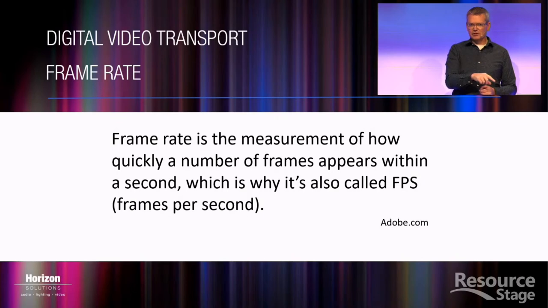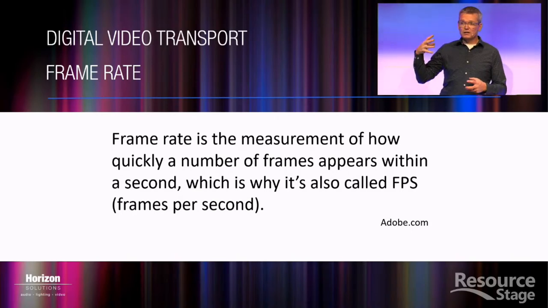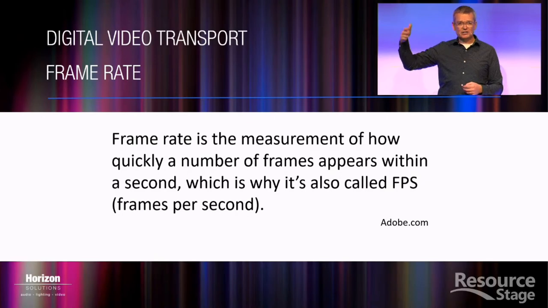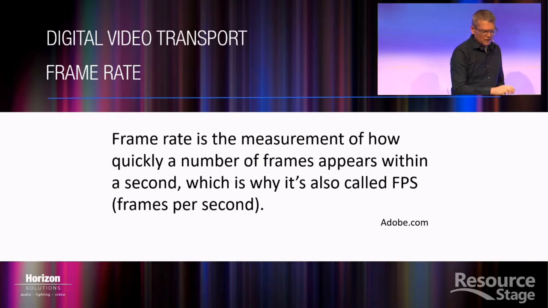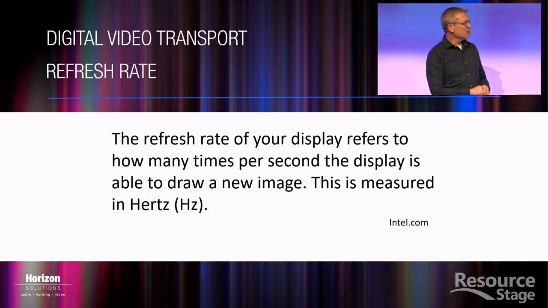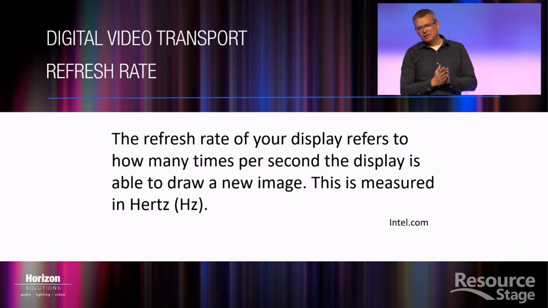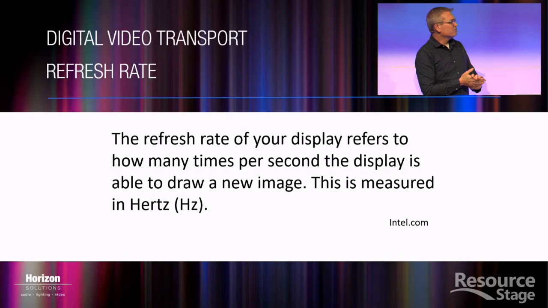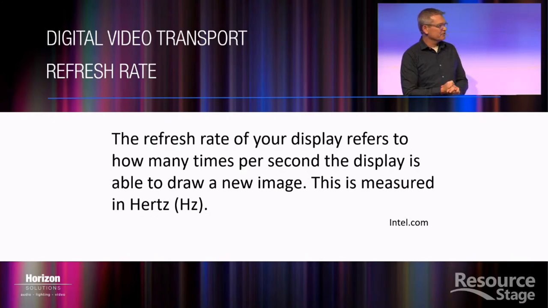Does that make sense? So the frames per second is how quickly the camera is actually capturing that video. Okay? So then what is refresh rate? Refresh rate, according to Intel.com, and they know something about this kind of thing: the refresh rate of your display refers to how many times per second the display is able to draw a new image. This is measured in hertz. Do you see the difference?